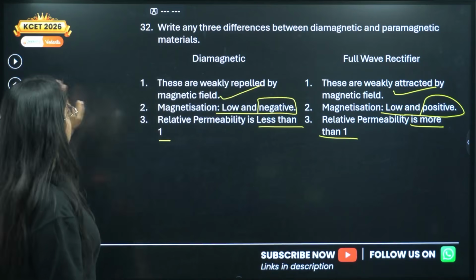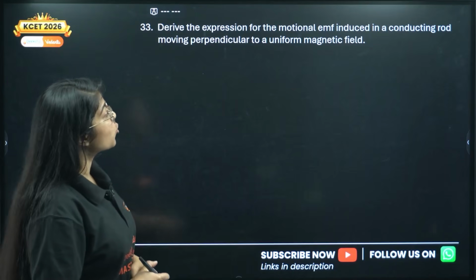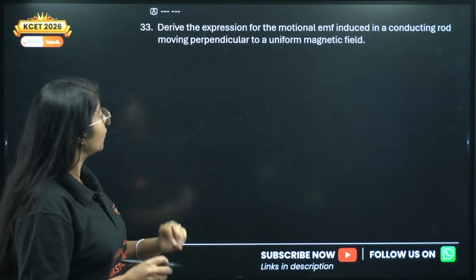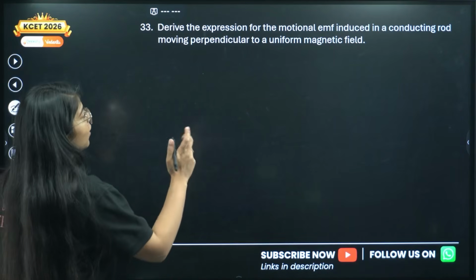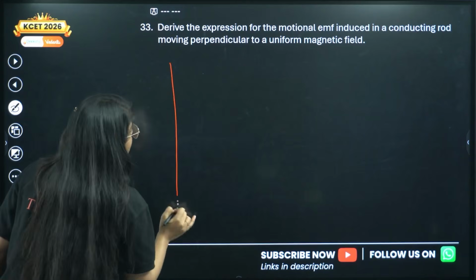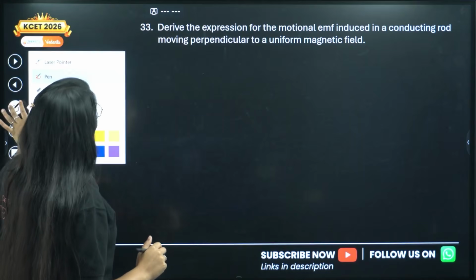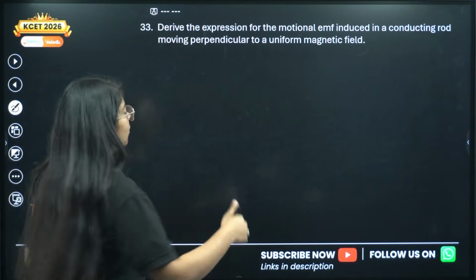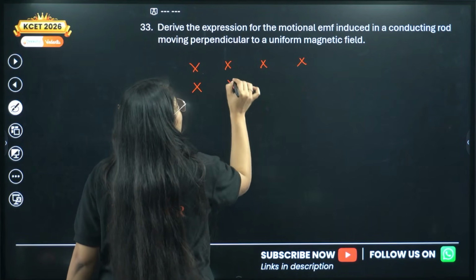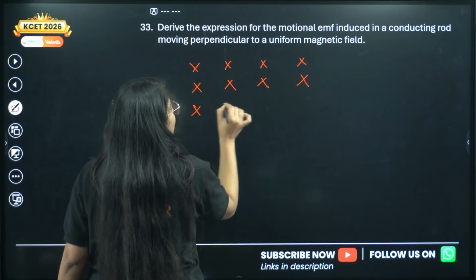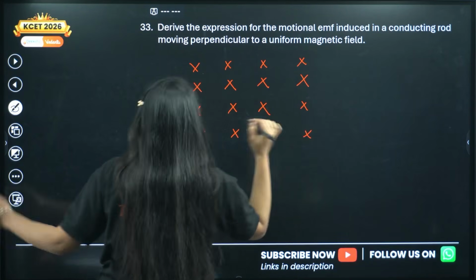Correct? That is it. Moving on to the 33rd question, it says, derive the expression for the motional EMF induced in a conducting rod moving perpendicular to a uniform magnetic field. So what are we given? We are given a conducting rod. Let's not make the rod first. It is given that the magnetic field is perpendicular. So let me take the magnetic field into the plane of this board, and then we'll take a rod which is moving perpendicular to the direction of this magnetic field.